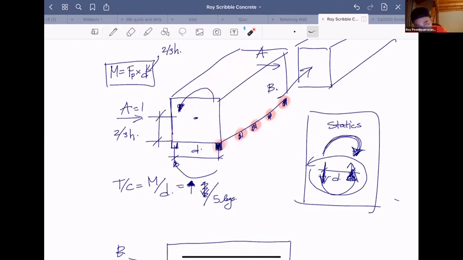So we don't care about the compression one. We only care about the tension. Now, theoretically, the earthquake can go this way also, right? And because it's symmetric, we don't really care too much.